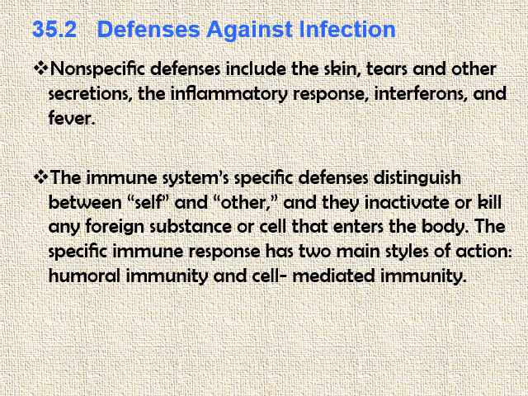Then we conclude this lesson, meaning chapter 35, lesson 2, with the immune system's specific defense, which is the third line of defense. This is the type of defense that identifies between self and other, and they inactivate or kill any foreign substance or cells that enter the body. The specific immune response has two main styles of action: the humoral immunity, also called B cell response, and the cell mediated immunity, also called the T cell response.